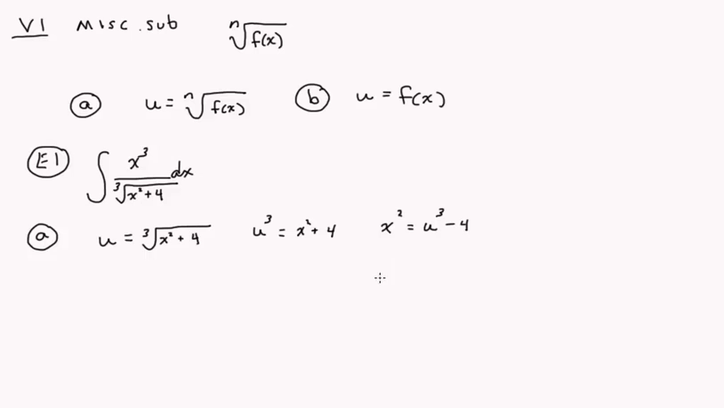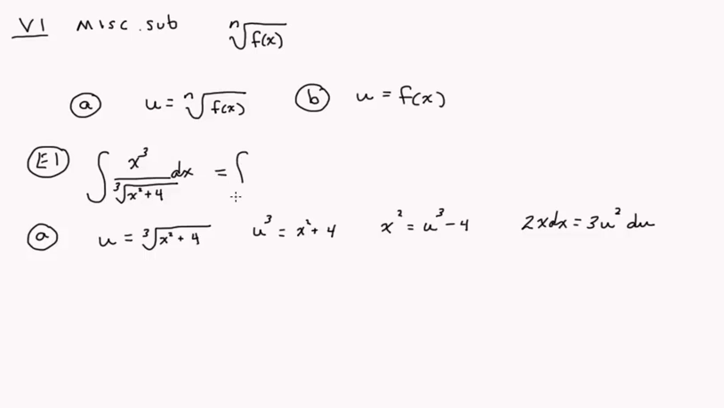Now we do not want to take the square root because the goal was to get rid of the radical to begin with. While we're at this step, it makes sense to find dx in terms of du. So here we have 2x dx equals 3u squared du. And that's going to become an important element to this integration. Okay, so back to the integration.